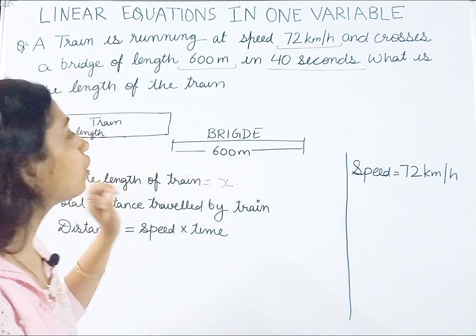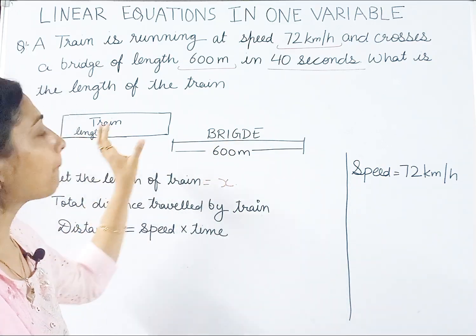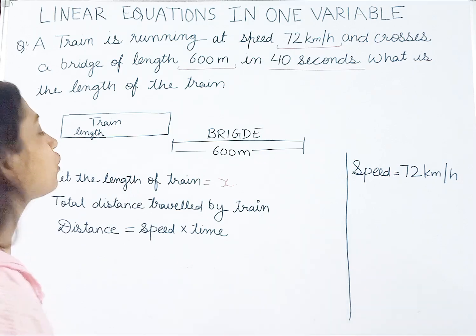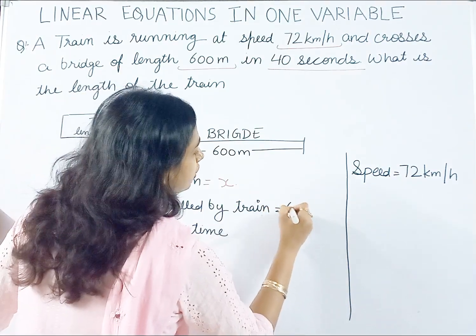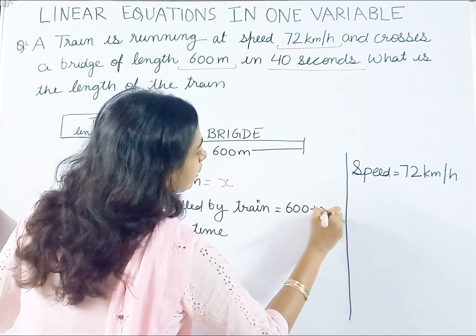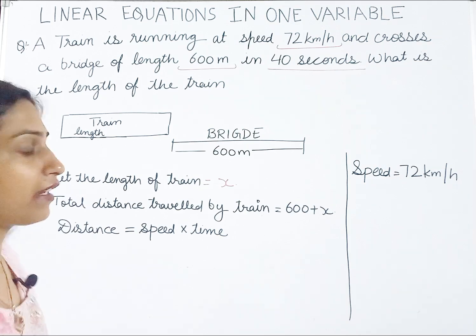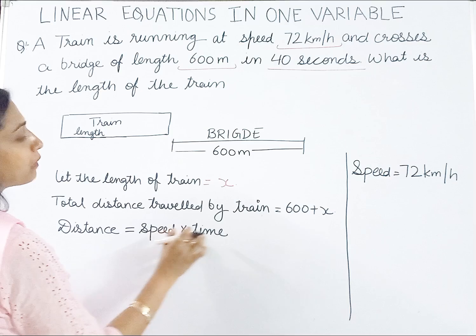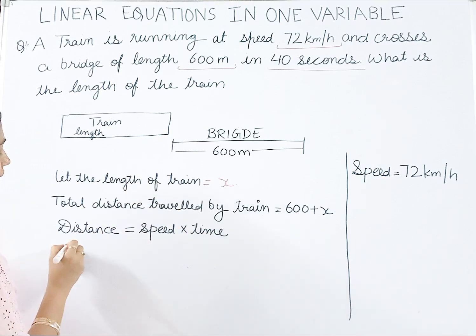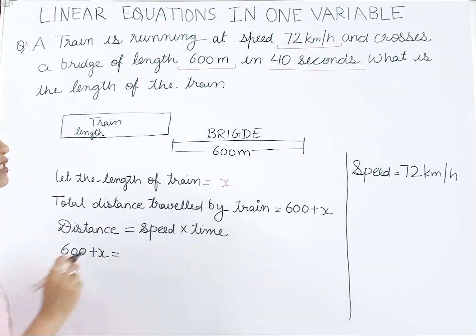The length of bridge is given to us as 600 meter. Now the total distance traveled by the train would be the length of the train plus the length of the bridge. So the total distance traveled by the train is 600 plus x. Now distance is equal to speed multiplied by time, and the speed is given to us as 72 kilometer per hour.